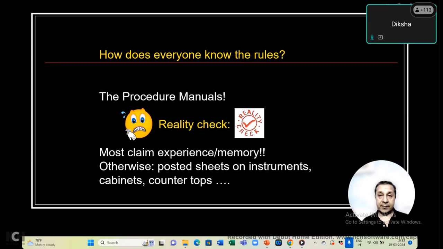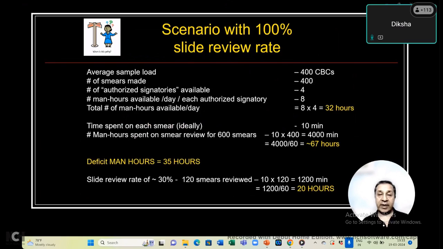So now let us look at the slide review rate. If we had a 100% slide review rate in our laboratory, we have roughly about 400 CBC samples. That means 400 CBC smears to be made. We have 4 signatories, 8 man-hours for each signatory. So that means we have roughly about 32 hours for us to really look at the smears. And let's say if we take the ideal smear time of 10 minutes for every case, we need 4,000 minutes. That's about 67 hours, but we had only 32.